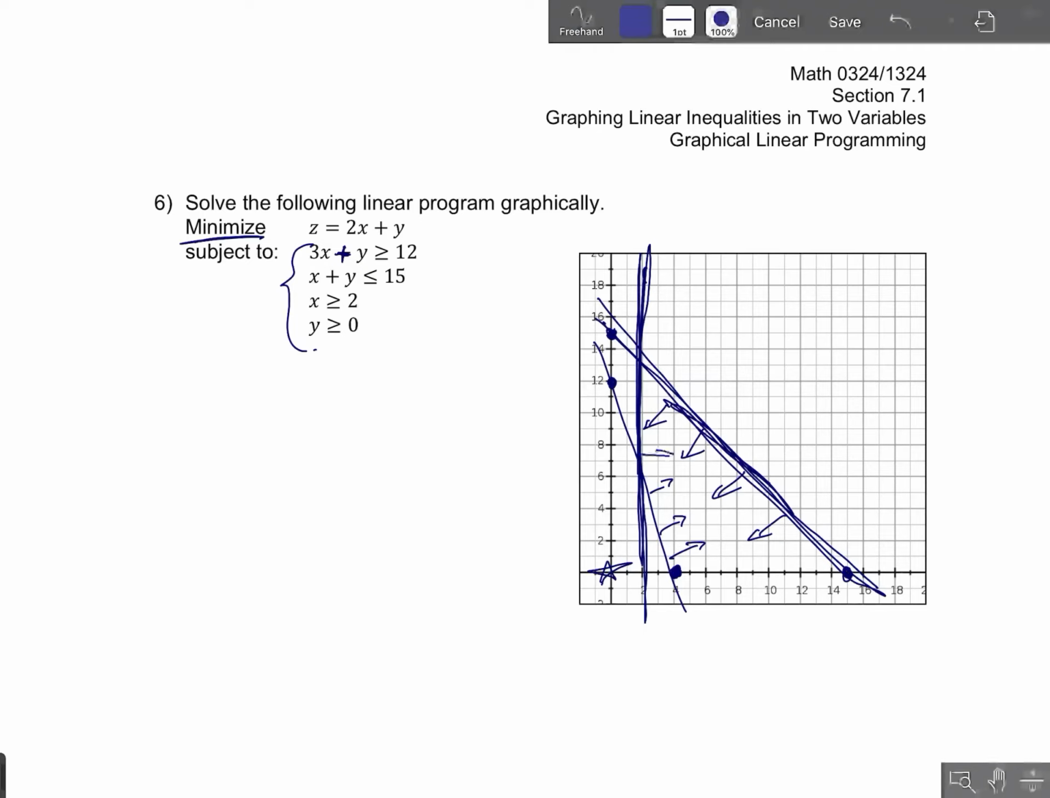Next, you're looking at x values that need to be bigger than or equal to 2. That would be to the right of 2. So you're looking at everything to the right of this line. And similarly, if you want y to be bigger than or equal to 0, lastly, I'll add in this last boundary line. You're looking at everything above the x-axis. And the only region that all of these have in common is this region.